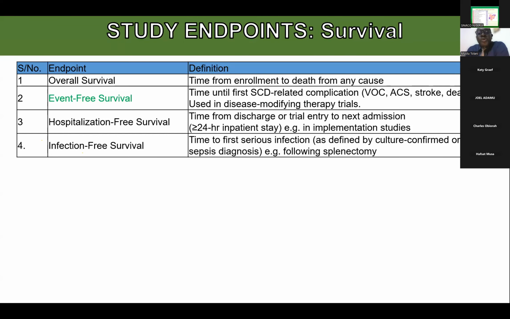Survival outcomes is one thing, and survival outcome does not necessarily mean death. That's overall survival. It could be event-free survival, looking at time until the patient, maybe from presentation until the patient develops some sickle cell-related complication, as we highlighted in one of the slides earlier, or hospitalization-free survival, infection-free survival, as shown here. Importantly, again, I must also say that all this needs to be specifically defined for the study.